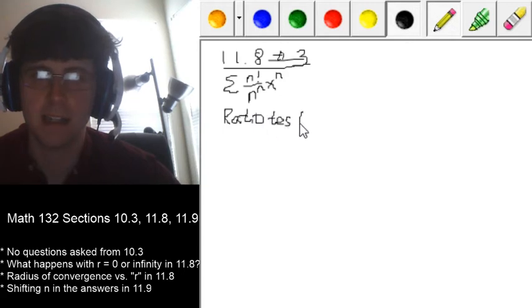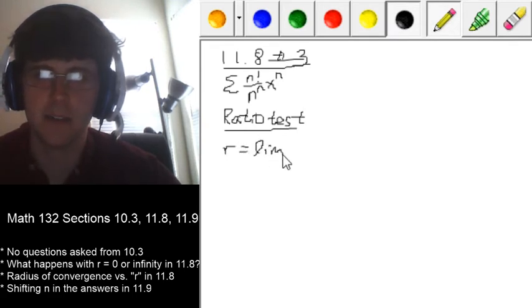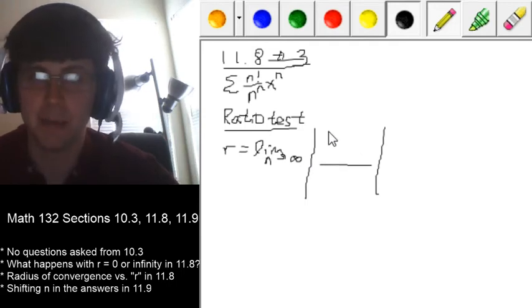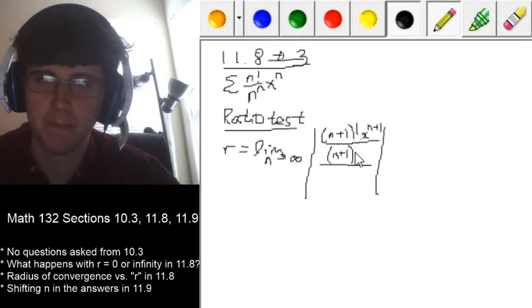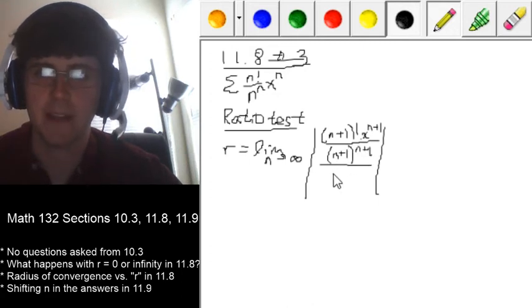Nice handwriting. This is going great. Okay, so we're going to find R here. R is the limit as n goes to infinity of a huge absolute value of a crazy fraction. On top, all the n's become n plus 1s. So we've got n plus 1 factorial, we've got x to the n plus 1, and we've got n plus 1 to the n plus 1. And then on the bottom, you just plug in n.